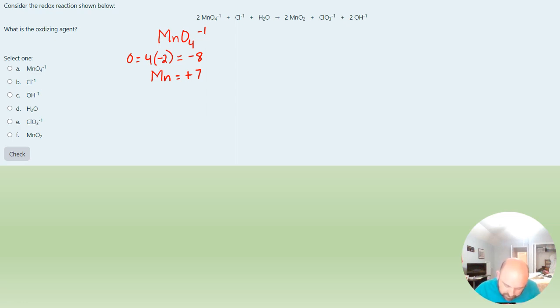Now we'll look at chlorine. Chlorine has a -1 charge. That is a monoatomic ion with a charge on it. And per the guidelines, the oxidation state of a monoatomic ion is its charge. Now let's take a look at the oxidation states of the species in the water molecule. In water, oxygen, as almost always, has a charge of -2.